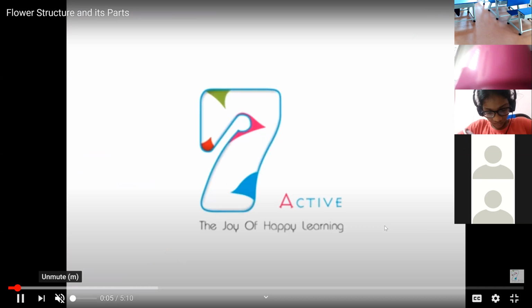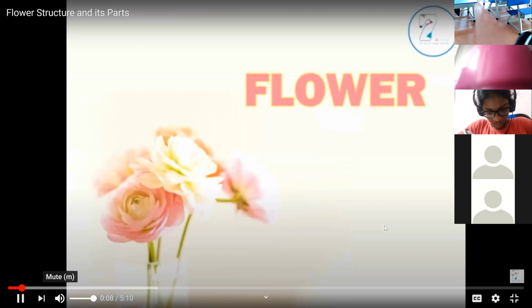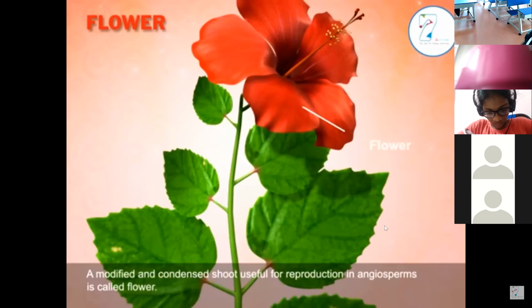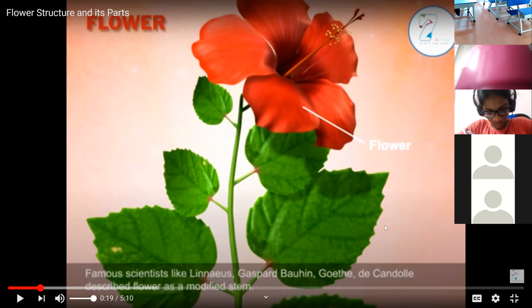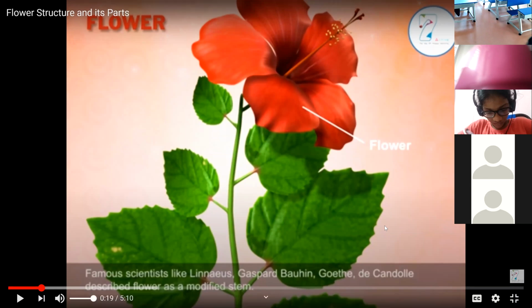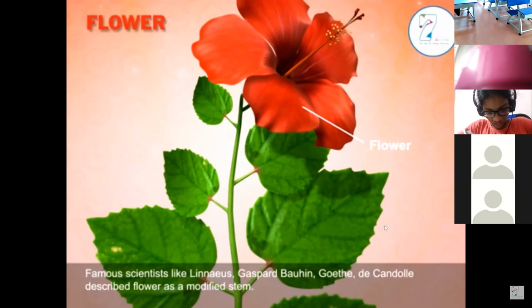Flower. Condensed shoot useful for reproduction in angiosperms is called flower. Famous scientists like Linnaeus, Gaspard Bauhin, Candolle described flower as a modified stem.